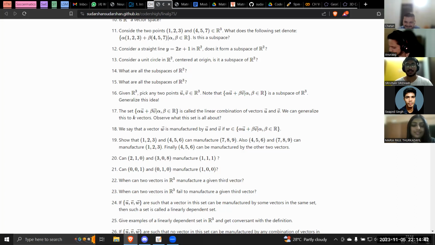Yes. And if it happens to be 1, 2, 3 and 2, 4, 6, we saw that we create a line passing through 0, 0, 0 and 1, 2, 3, which is also a subspace of R3. And the last thing we got is a plane, right? So one more thing we can realize is if we have only two vectors, the maximum we can reach is what? A plane. Exactly.